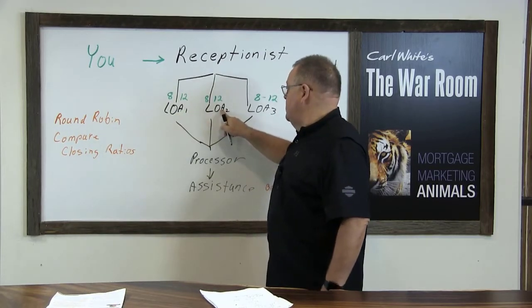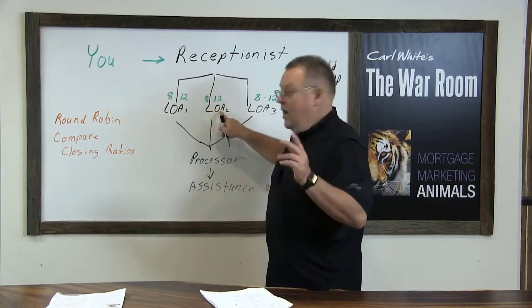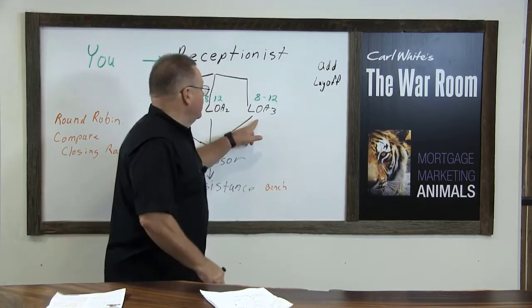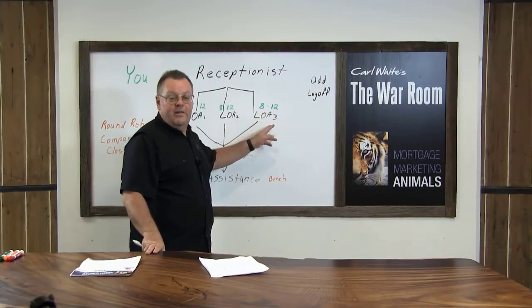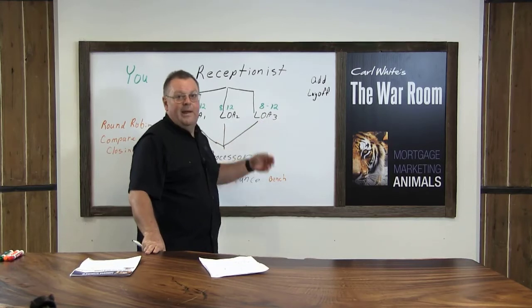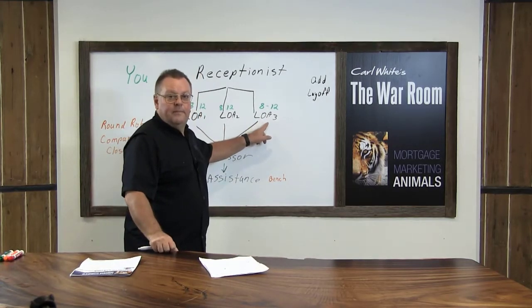Loan officer assistant number 2, how many leads did you get? 39. How many closed do we have? 10. Awesome. Loan officer assistant number 3, how many leads did you get? 39. How many closings did you get out of those 39? I only got 4. We got a problem, right?